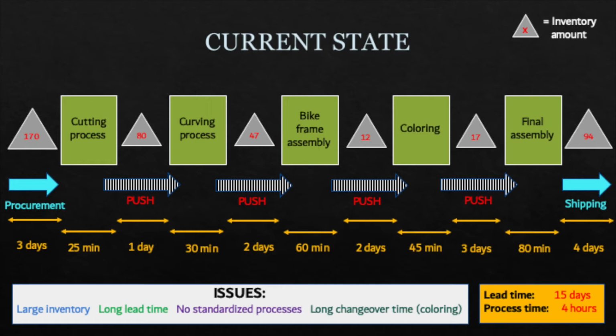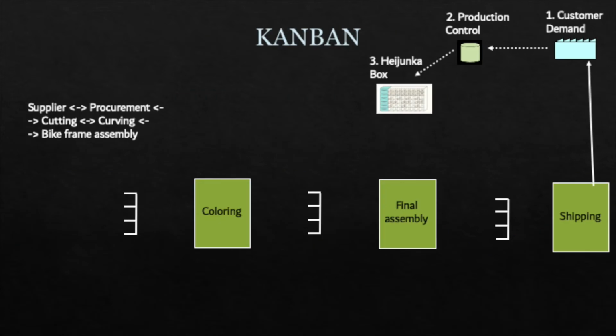The triangle symbolizes the inventory between each process with the number of parts it holds on average. Starting from this current state map, we want to use the lean principles Kanban, 5S, SMED and Poka-Yoke to improve the process. Let us first have a look at Kanban.